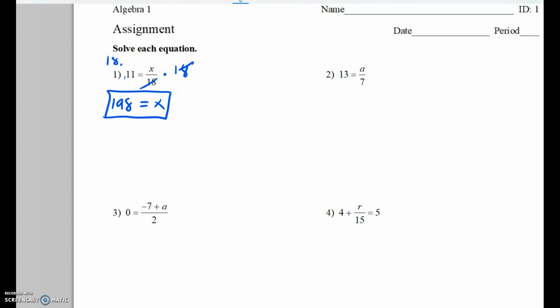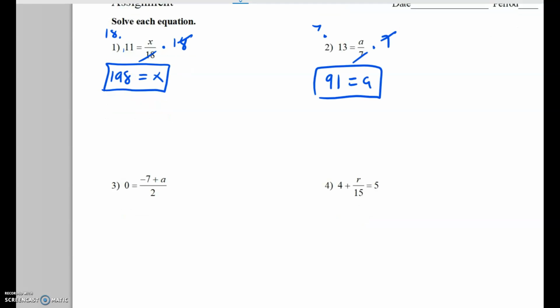Go ahead and give number 2 a shot. Pause the video now. Try number 2. Multiply by 7 to both sides, and you get a is equal to 91.